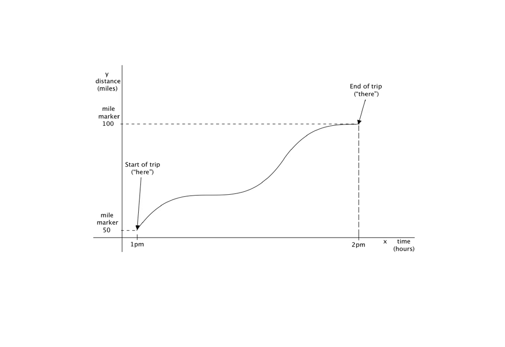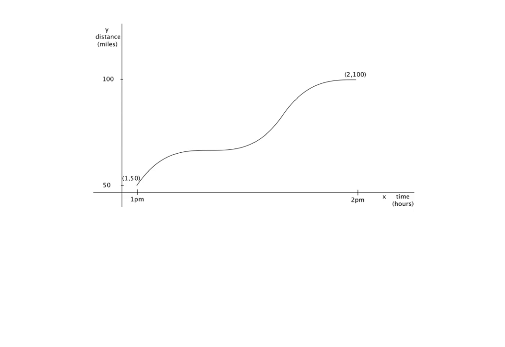You can dispense with all the words and markings and just put it as a graph with coordinate points. So where we start is coordinates (1, 50), 1 being our x value at 1 p.m. and 50 being our y value at mile marker 50, and the end over on the right is 100.